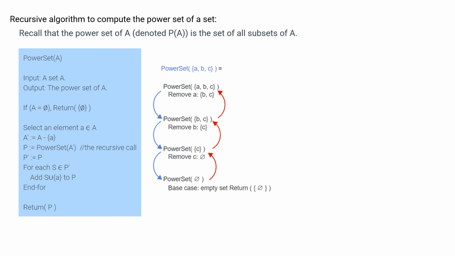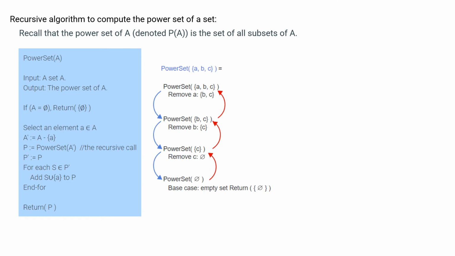So let's see if we can go through this a few times until we get all the way down to the empty set. The first thing we would do is call power set of ABC. We'd go through here and see that, since it's not the empty set, we're supposed to remove an element from this. So let's remove the A. We remove the element A, and then we call power set again, now on what's left. So now we're calling the power set of BC.